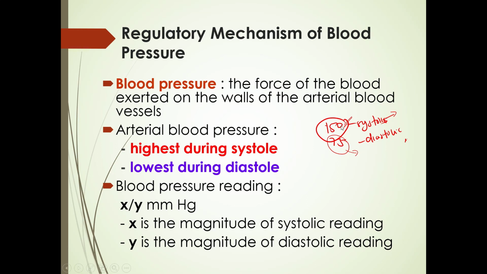The lower part is diastolic. Diastolic is when the ventricle is relaxed and the blood just enters the atrium and ventricle. So that is diastolic, and that's why the pressure is low here. I think you can understand why the upper reading is higher than the lower one.